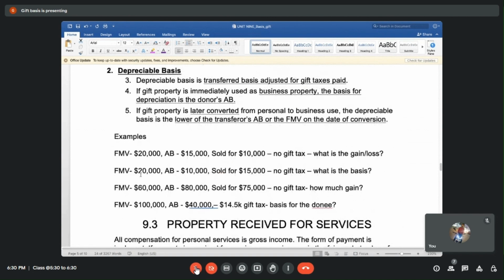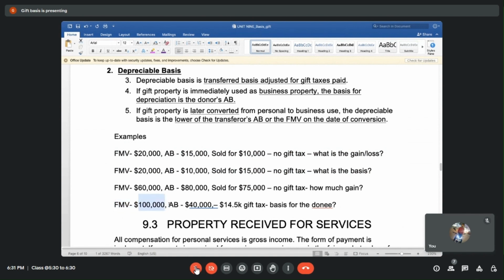These two situations are different. In the earlier case the fair market value is higher, so we take the lesser of fair market value or adjusted basis to calculate our gains. Here the fair market value is lower, but it got sold for 75,000, which is between 60 and 80. So how much gain or loss? Zero. The taxpayer doesn't have to report anything. Now let's look into this situation. Fair market value is $100,000.